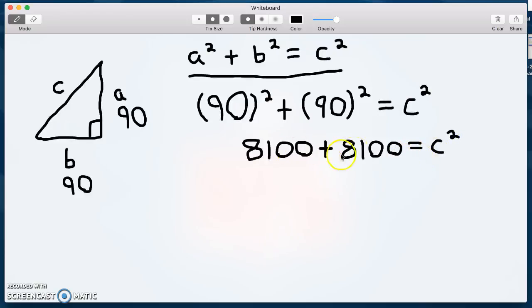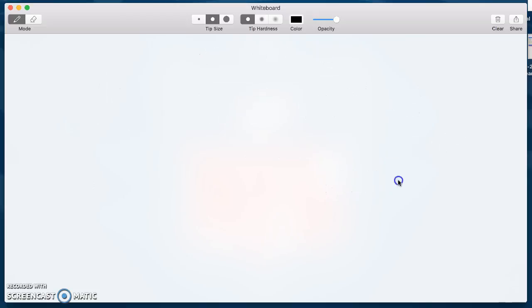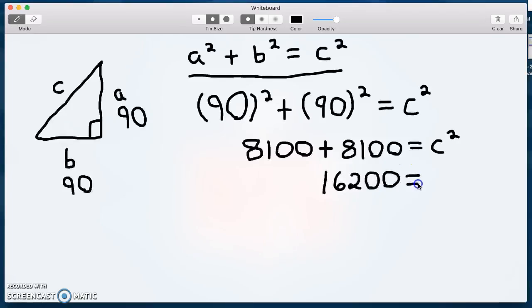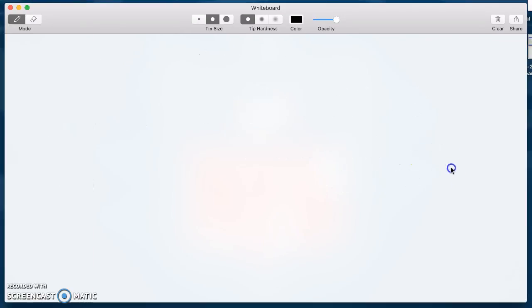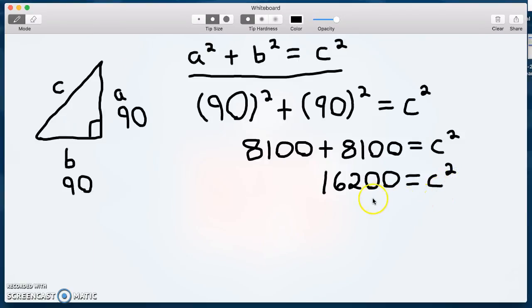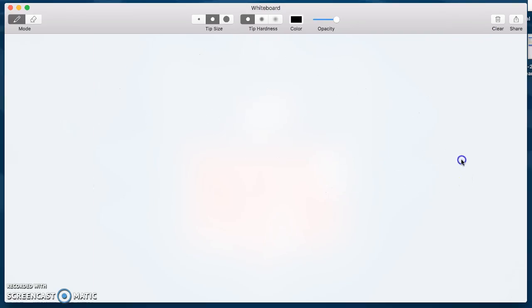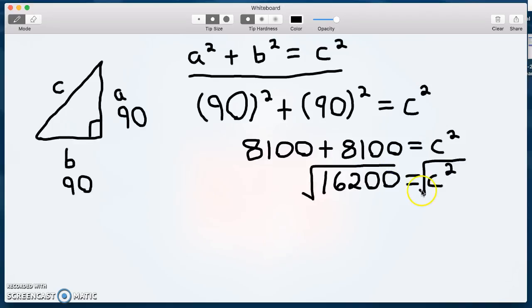Okay, so now we're going to add these two together. The sum is 16,200. And this is what you want. Whenever you're solving for a variable, you want to get the numbers on one side of the equal sign and the variable on the other. See this exponent right here? We need to get rid of it. In order to do that, take the square root of both sides. Okay? So the square root of C squared is C.